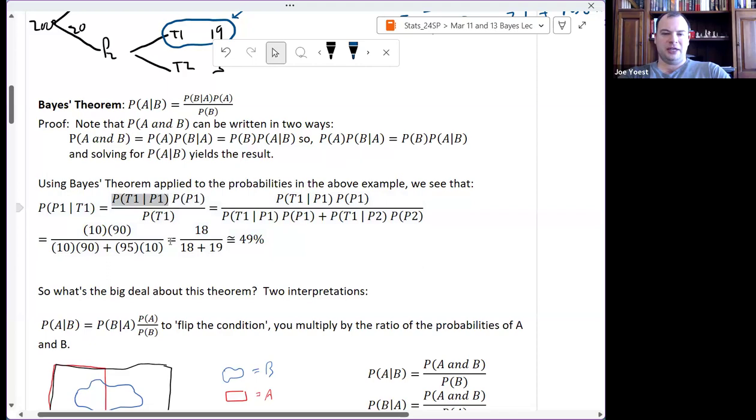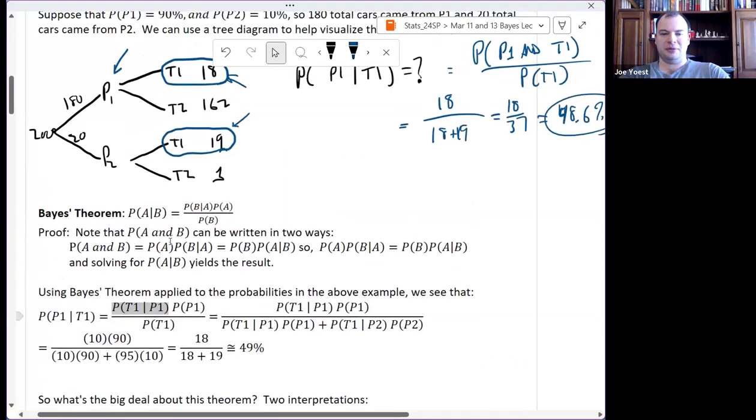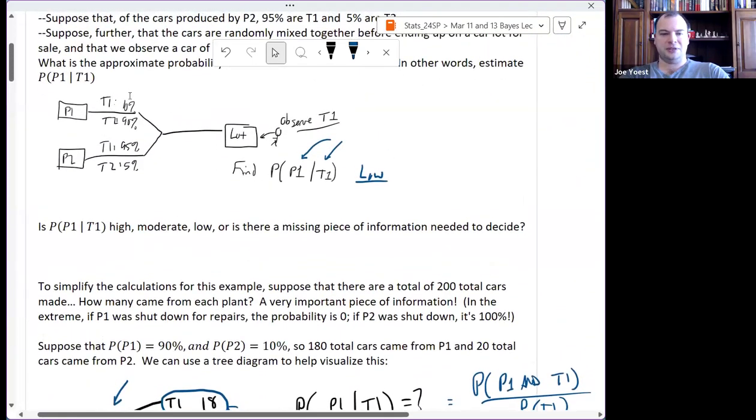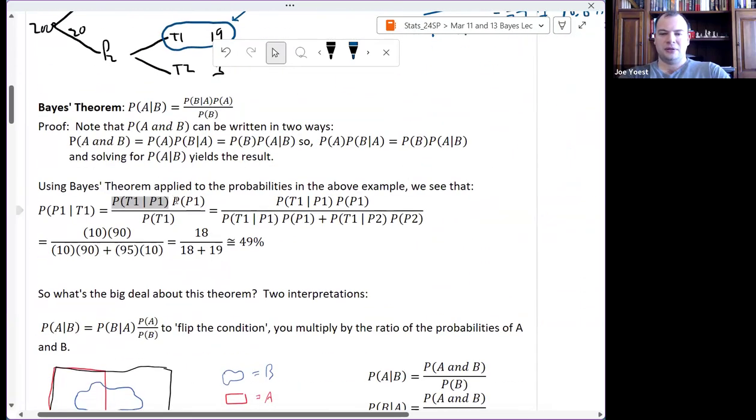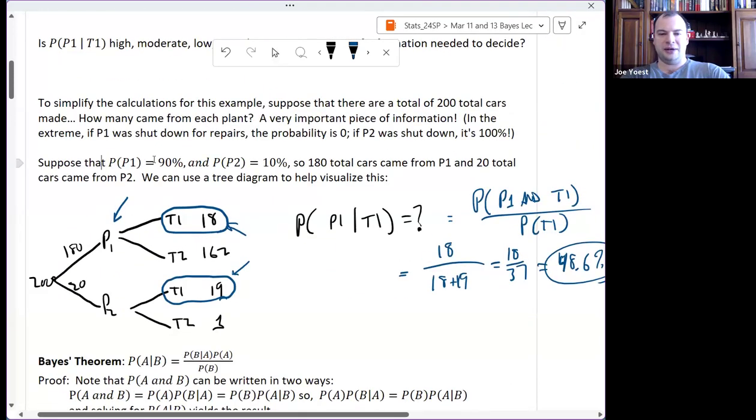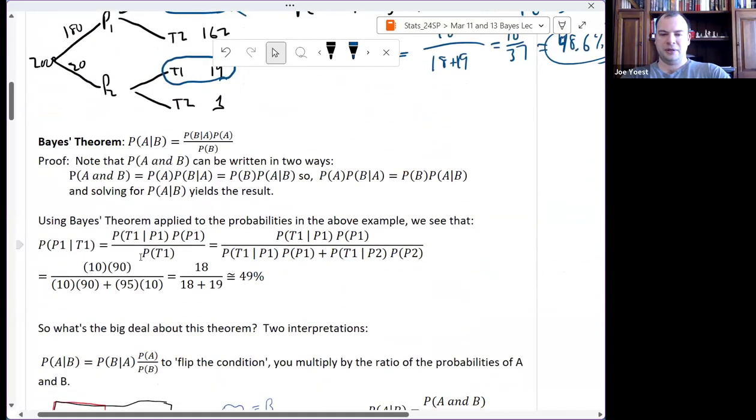Now, what's the probability of a type 1 car given plant 1? That's 10%. That's a piece of information that I just have ready access to. What's the overall probability of plant 1? If I just pick a random car, not of a specific type, what's the probability it came from plant 1? That I also have good access to, 90%. What's the overall probability of getting a type 1 car?